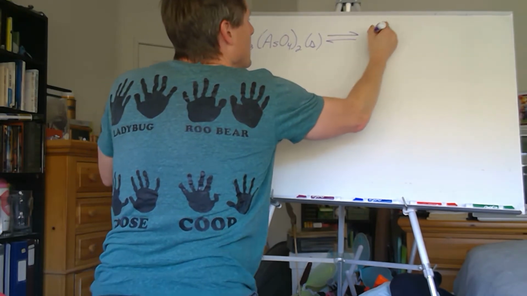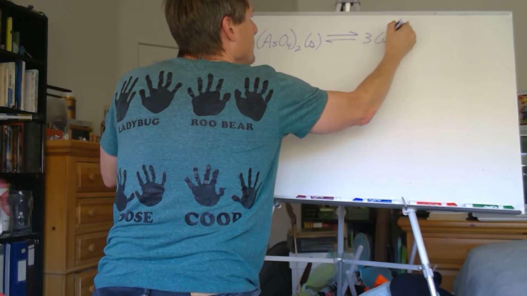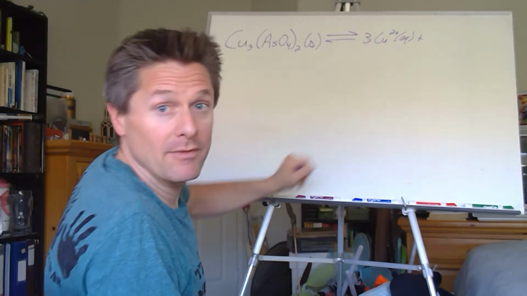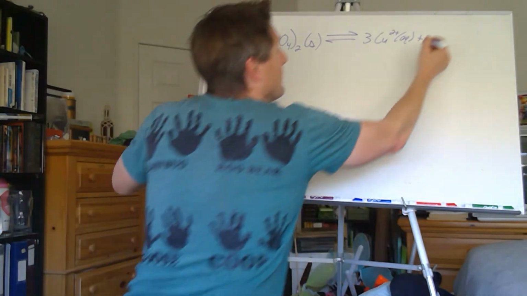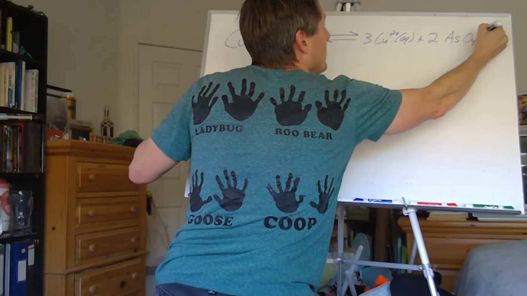So this is going to be an equilibrium. Whoops, I forgot my coefficient. 3 of the copper 2 ions. And then the subscript on the arsenate ion is 2. So that comes over and gives us 2 of the arsenates.